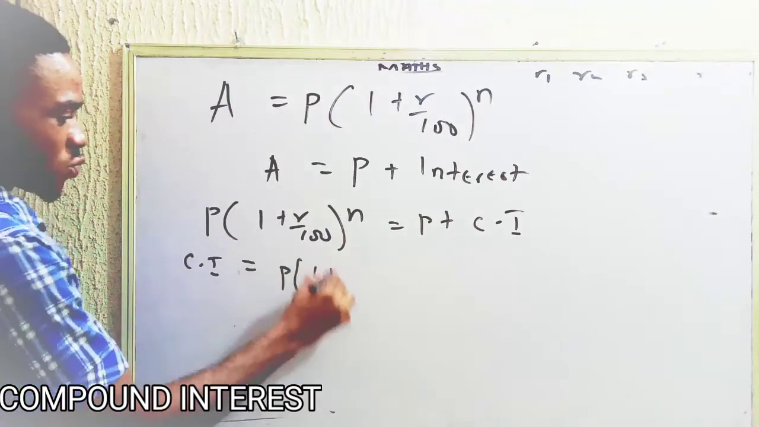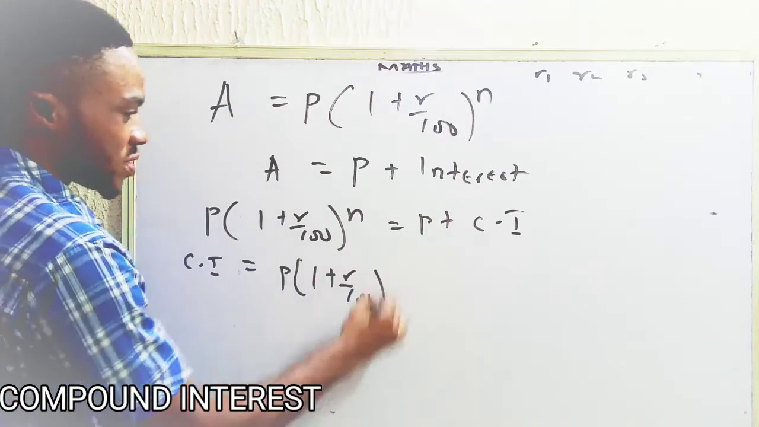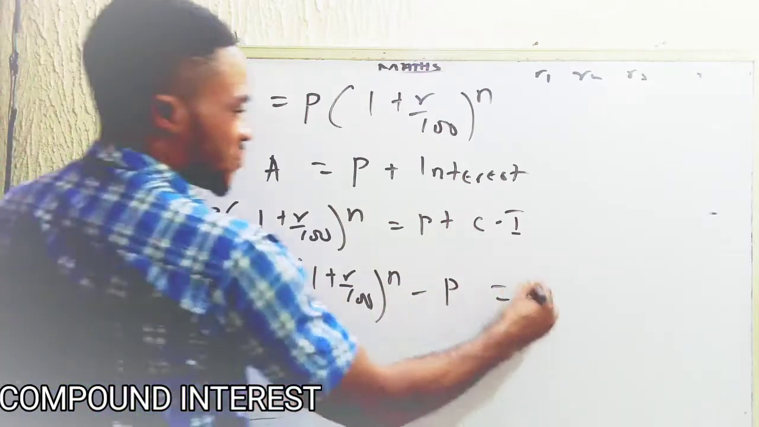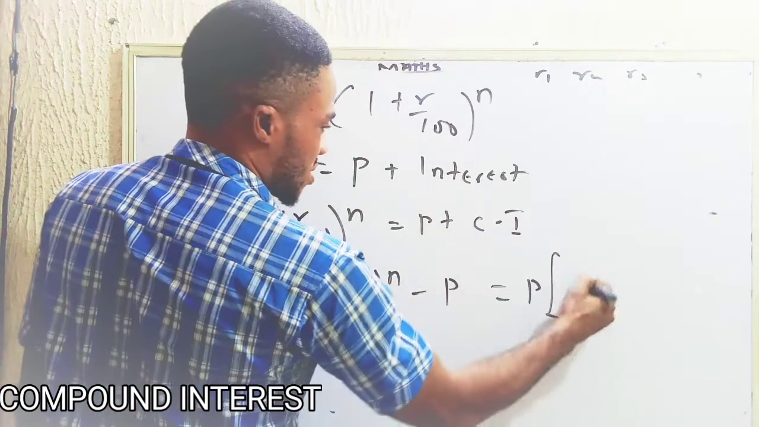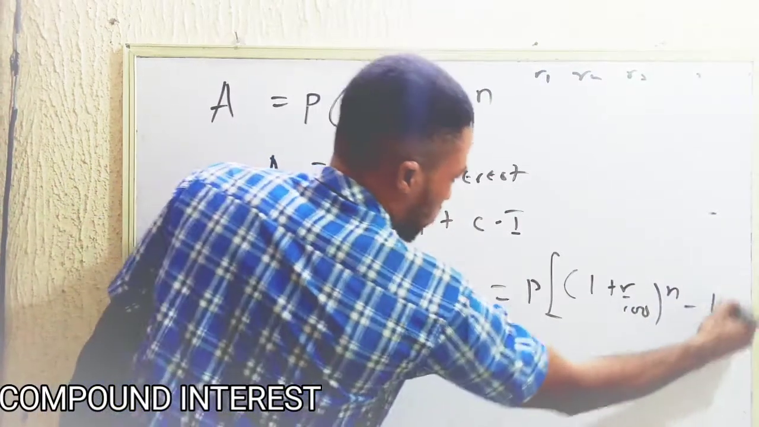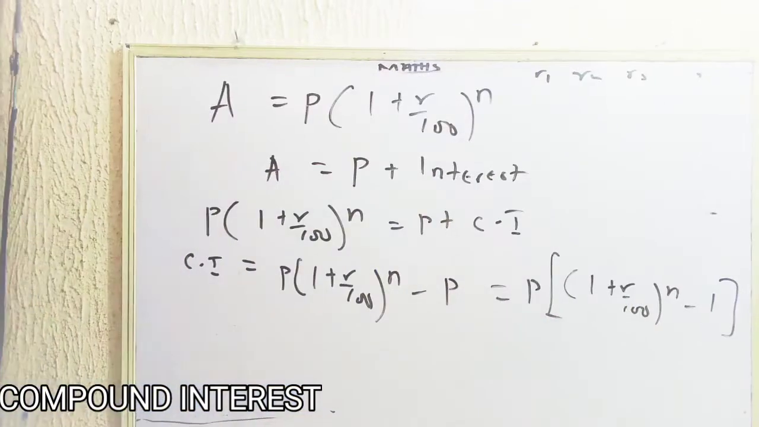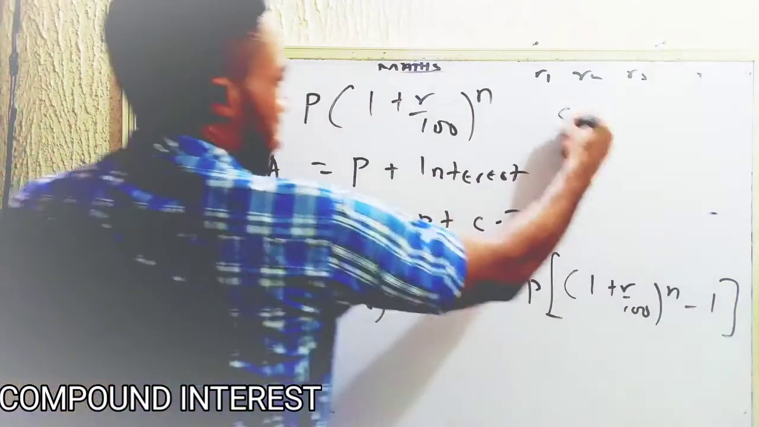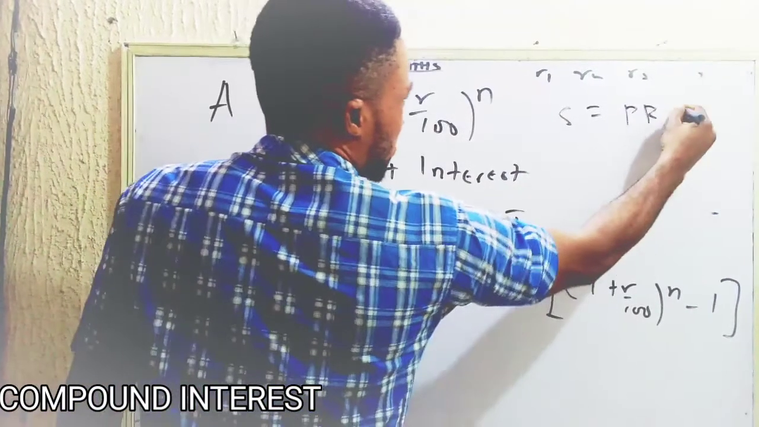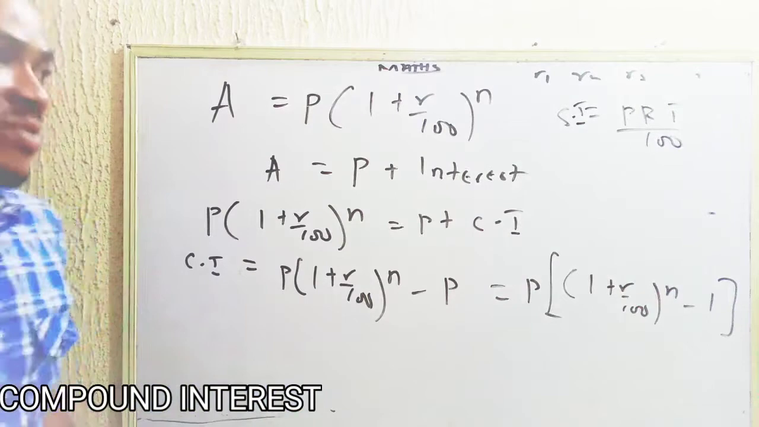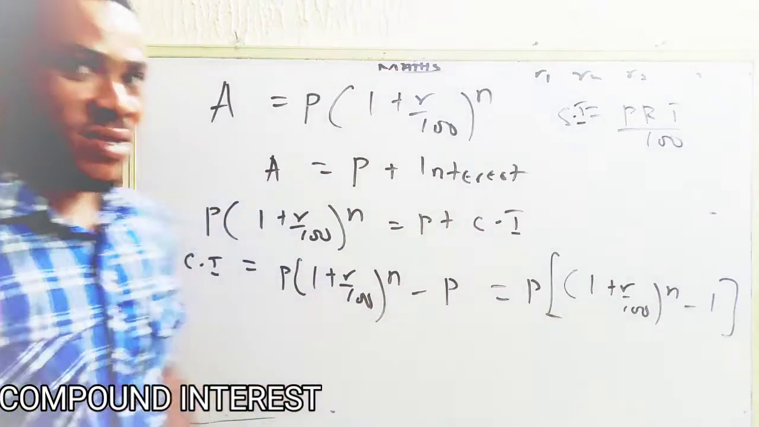Bringing this P over, I have compound interest equals P bracket 1 plus R over 100 raised to power N minus P. So factorizing the P out here, I'm going to have P, open another bracket, 1 plus R over 100 raised to power N minus 1. So this is the formula for compound interest. Unlike simple interest, where you normally use S equals P times rate times time over 100. That's for simple interest. Then for compound interest, that is the formula to use.